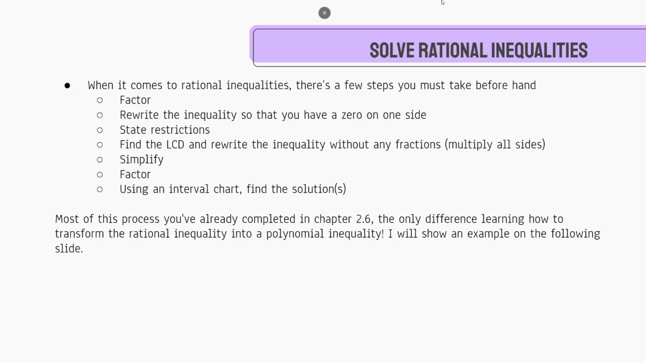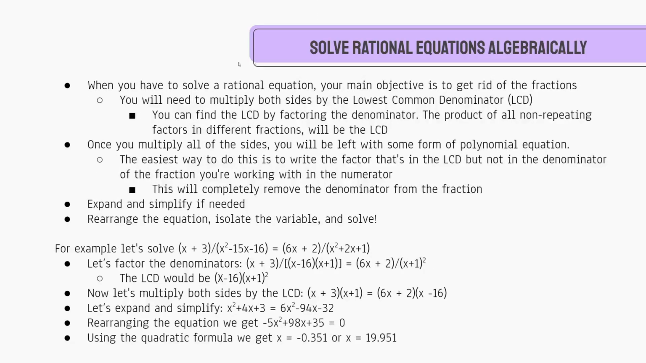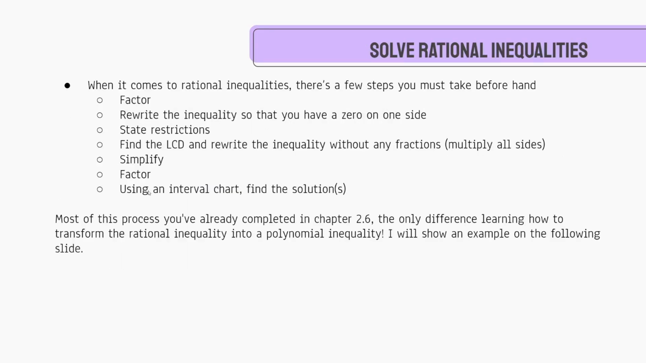So what we actually do over here is go back to the steps we just discussed when solving a rational equation. And what you'll see is everything else is exactly the same until we get to the last point, which is using an interval chart to find the solutions. Again, if you remember chapter 2.6, then this shouldn't be surprising to you, because all you'll be doing is plotting in the factors you found and then finding the intervals for x where it satisfies your inequality. So that's what I'm explaining here. Again, I will show an example just so it makes sense to you.